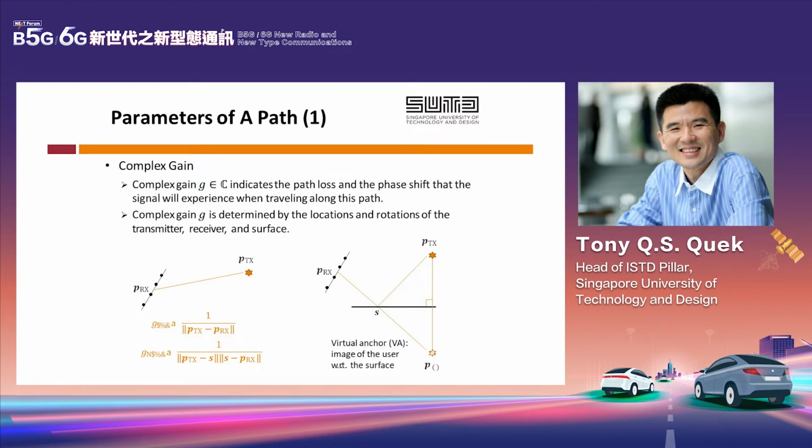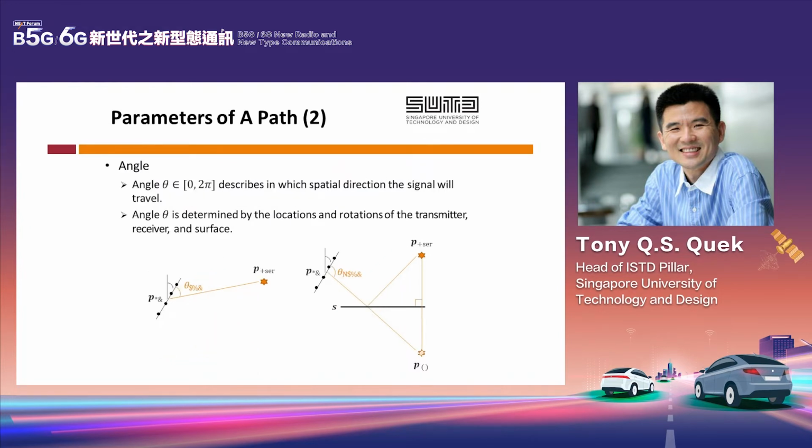And the complex gain is actually determined by location and rotations of the transmitter, receiver, and surface. So this is one case where you have a line of sight, one case that you have a smooth surface, then you have actually one reflection. So this is a reflection. And I want to point out from terminology, this is my transmitter, then you actually can map it to something called a virtual anchor. Image of the receiver, of the user, in this case, transmitter with respect to the surface. So this is my notation PVA, which is a virtual anchor.